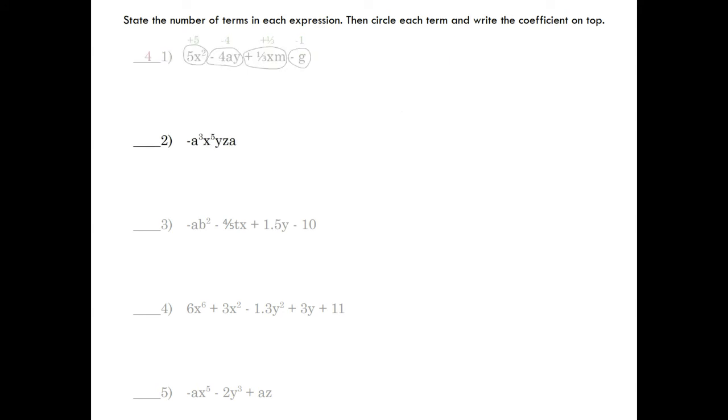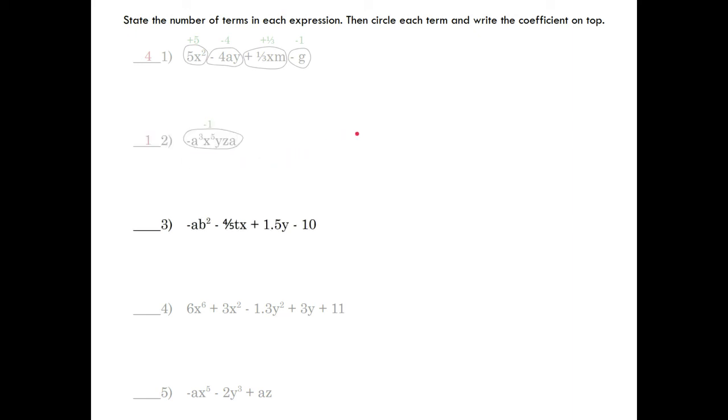Number 2, this is negative a3 x5 yza. This is considered one term. You circle it. You see there is basically the signs separate between terms. So this would be, you see positive 1/3 x, but there's only negative. That means it's only one term altogether. You write the number 1. The coefficient in front is negative 1. There's no number in front, therefore it's 1. And it says negative, therefore it's negative 1.